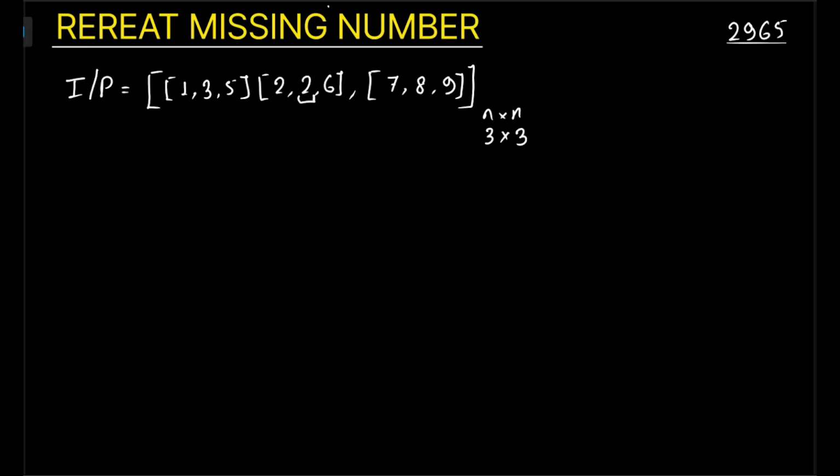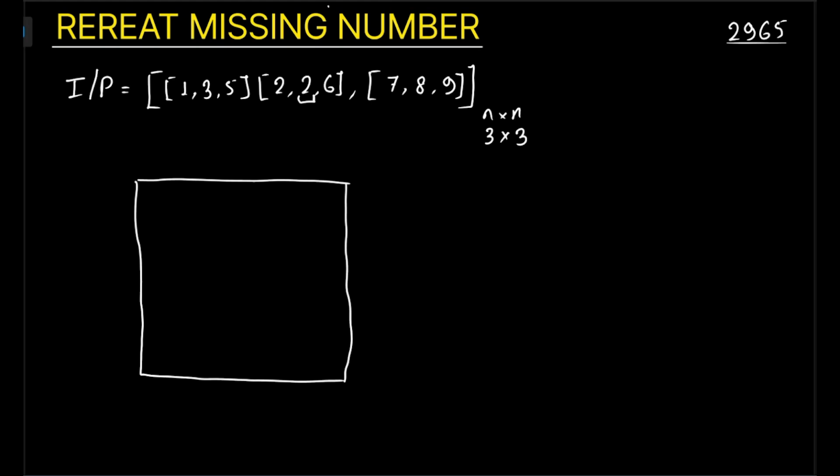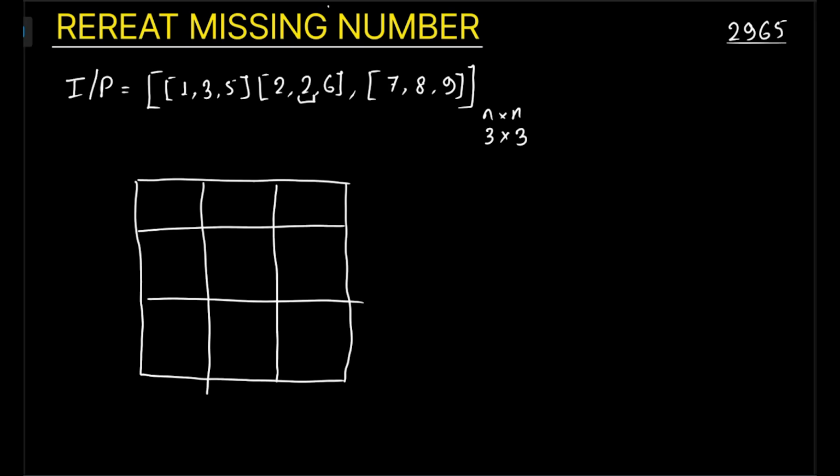So this is our 3 cross 3 matrix, and I am placing every integer in the index. So 1, 3, 5 and 2, 2, 6 and 7, 8, 9. Then how will you solve this?